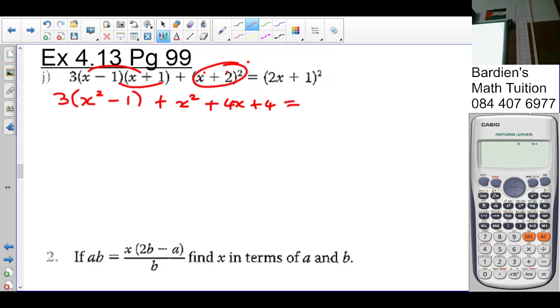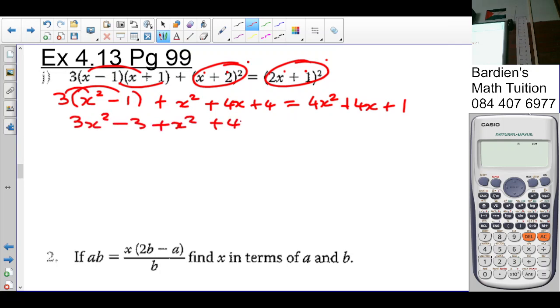Right. So you write x plus 2 times x plus 2 and you multiply it out. Again, binomial squared. First term squared is going to give you x squared. That times 2 is going to give you 4x. And the last term squared is 4. So what do I do now? Before that, get rid of the brackets. So it's 3x squared minus 3 plus x squared plus 4x plus 4.